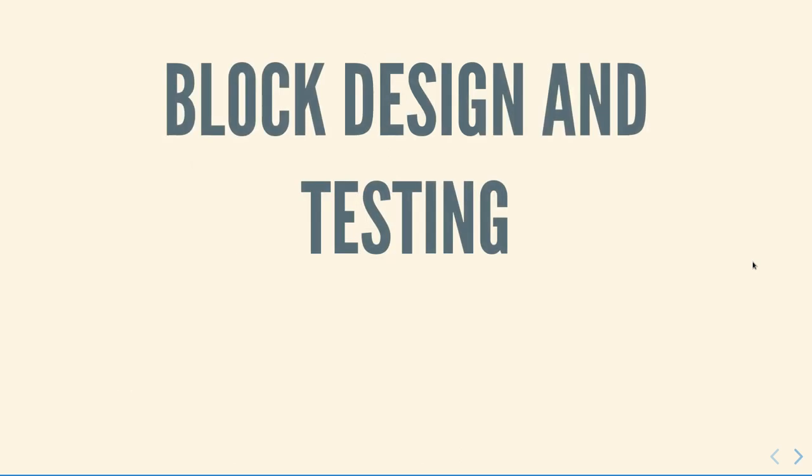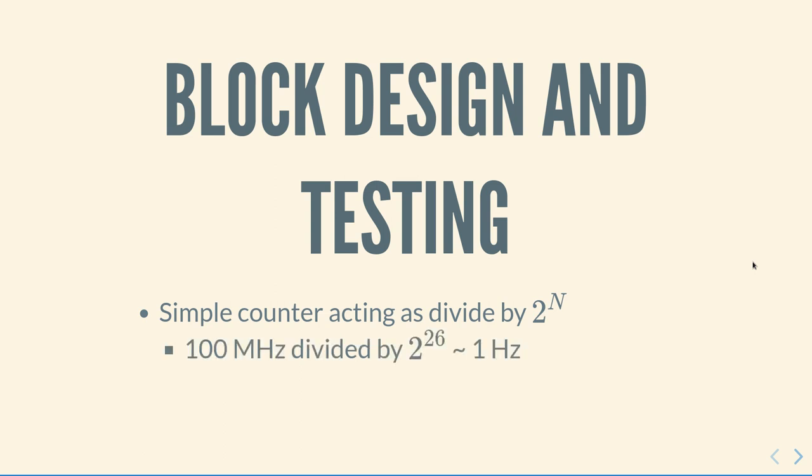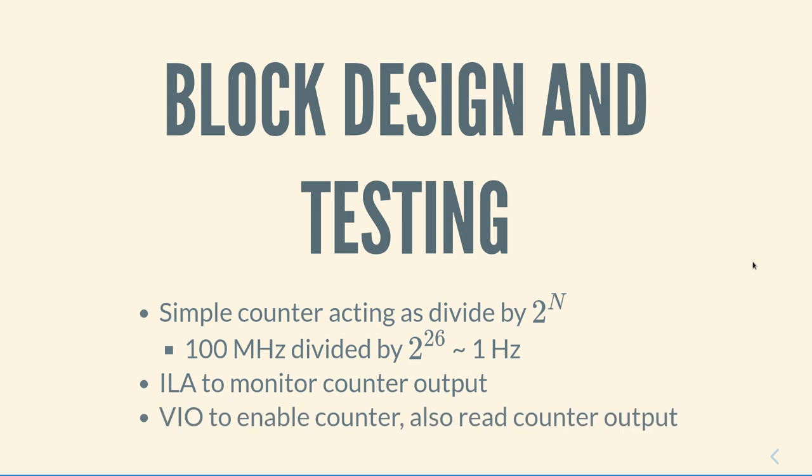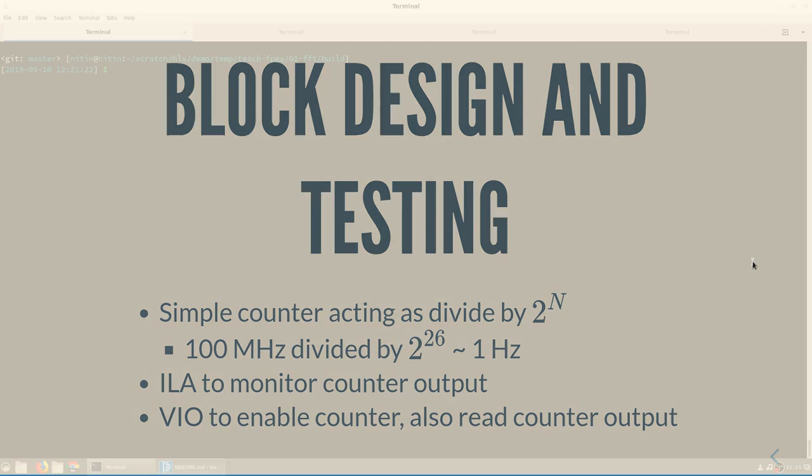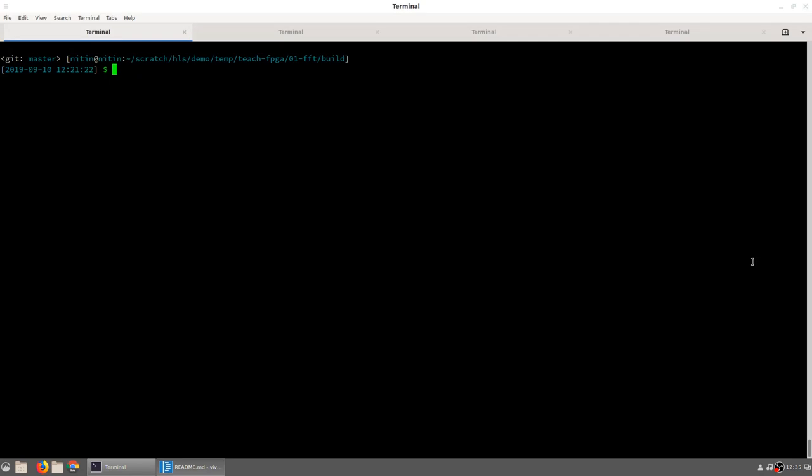So what are we going to do in this demo? We will basically create a simple counter-based block design, which will act as a divide by 2 power n counter. And the idea is that if you take a 100 megahertz clock and divide it by roughly 2 power 26, then you would get somewhere around a 1 hertz signal, and you should be able to see that blinking on an LED. We will also connect up ILAs and VIOs to monitor the counter output. We will also use the VIO to enable the counter. Both of these, the ILA as well as the VIO, are basically just demonstrations to show you how these units can be used. We will start by creating a simple Vivado project.